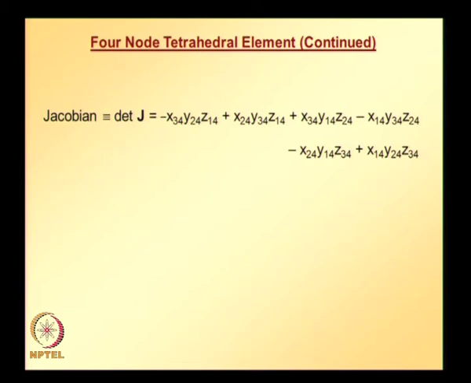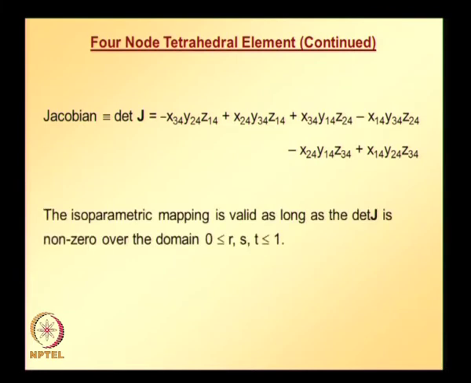If you recall, the determinant of j has some importance. For a valid isoparametric mapping, the determinant of j should be non-zero over the entire element domain. Here we are dealing with a 4 node tetrahedral element. So, the element domain goes from RST going from 0 to 1. So, the isoparametric mapping is valid as long as the determinant of j is non-zero over the domain RST between 0 and 1, the entire domain of the parent element.